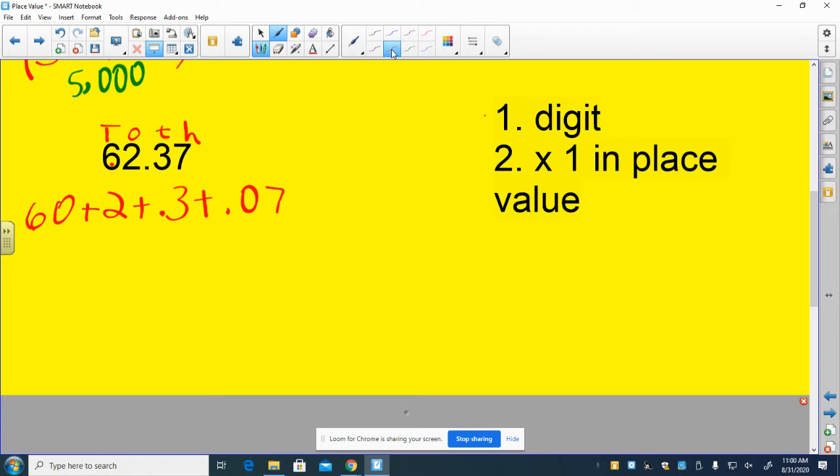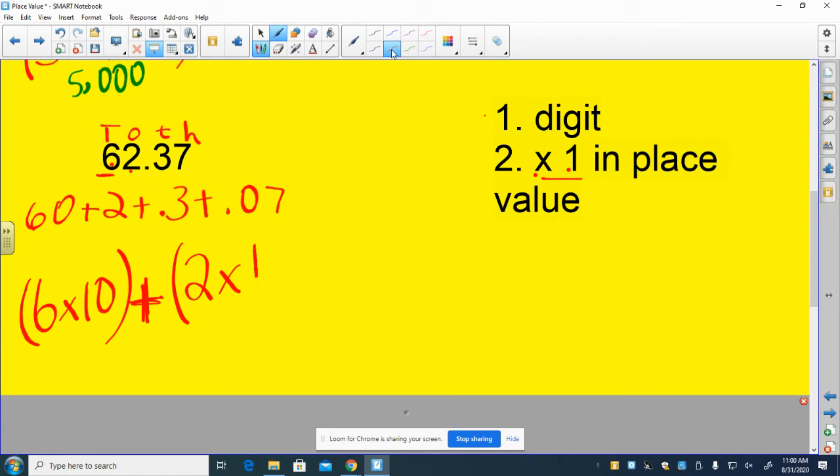First things first is the digit. The first digit I have is a 6. And then the second step is times 1 in that place value. So a 1 on 10 street is 10. 6 times 10, plus, now we have a 2 on 1 street. So the digit is 2 times 1 in that place value.